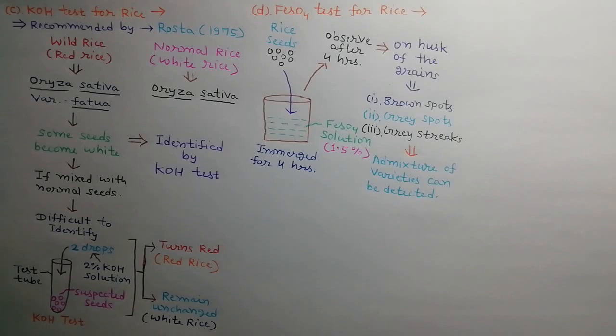When the mixed seeds of different varieties of rice are immersed in 1.5% solution of ferrous sulfate for 4 hours, brown spots, grey spots or grey streaks develop on the husk of the grains. Thus, the admixture of one variety with the other can be detected.